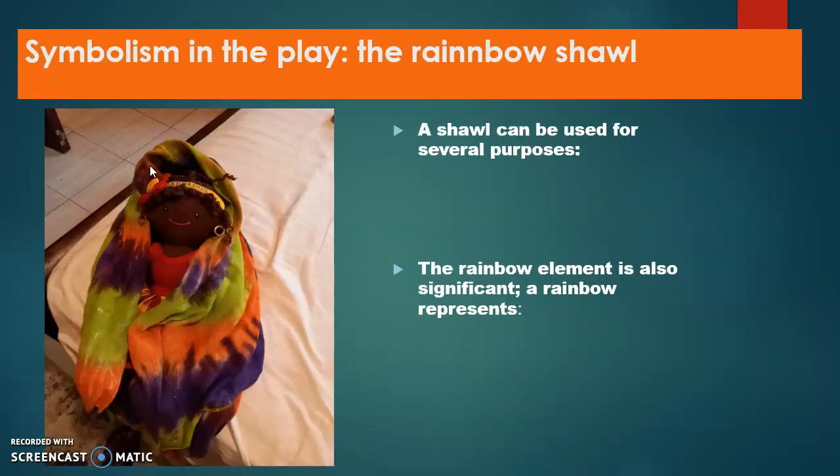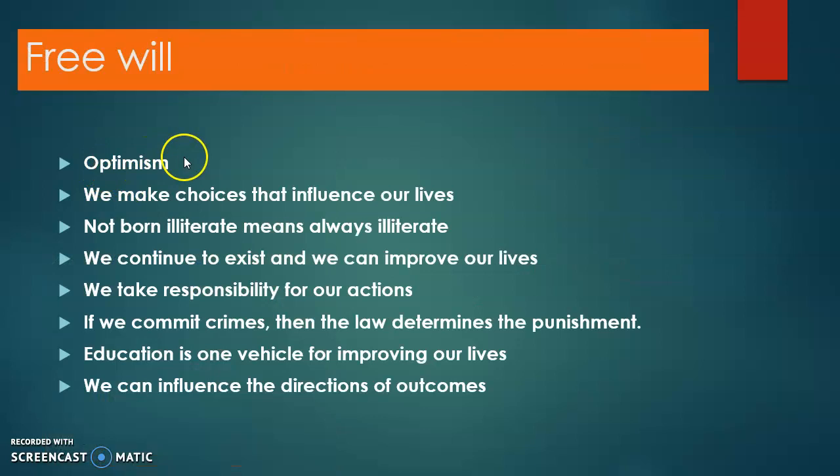And what do we mean by free will? You could be optimistic, full of optimism. We make choices that influence our lives. We're not born illiterate, and it doesn't mean you'll always be illiterate. Being born illiterate does not mean that you will always be illiterate. So it means that we could change our situations. We continue to exist. We could improve our lives.